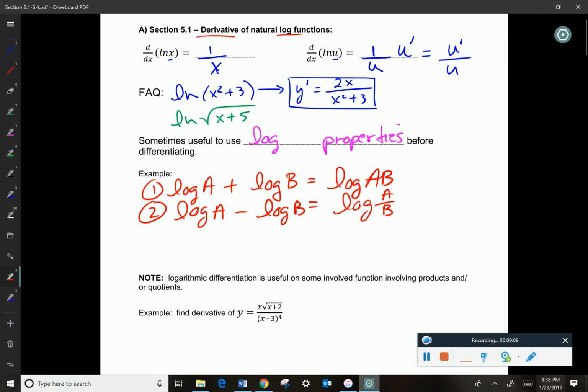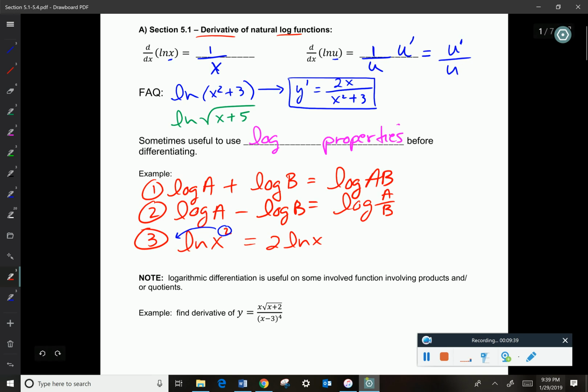And then the third one, and I'll write this one as a natural log. The third one says, let's say you have the natural log of x squared, right? Well, what this property says is if you want to, you can take that exponent down in front. So that could be written as 2 times the natural log of x. Okay, so those are the log properties from your Algebra 2 days.